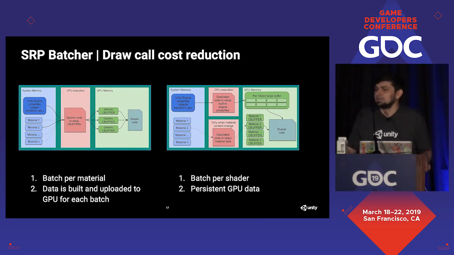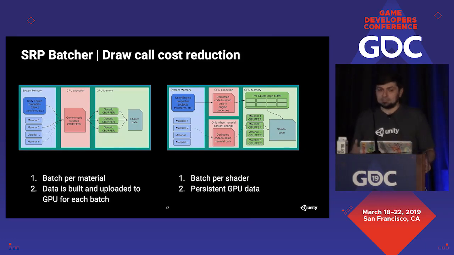In the built-in pipeline, the batch happens per material, so if you have two objects with different materials, the built-in pipeline will build a constant buffer before rendering each one of them and upload it to the GPU. And this happens every frame, so the data is not persistent. Every new frame you're rendering these objects, it will build this data again.